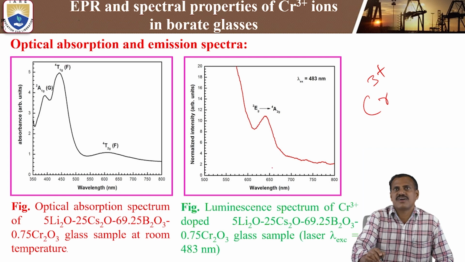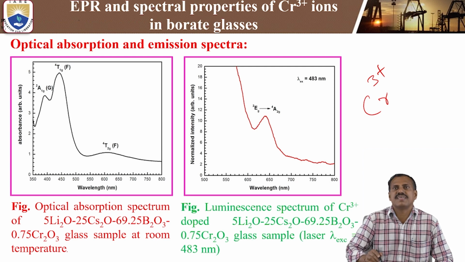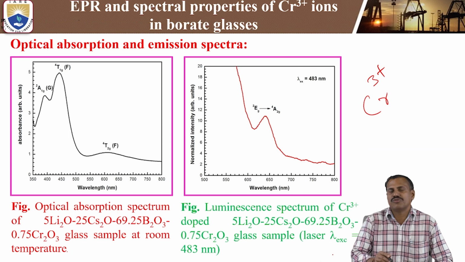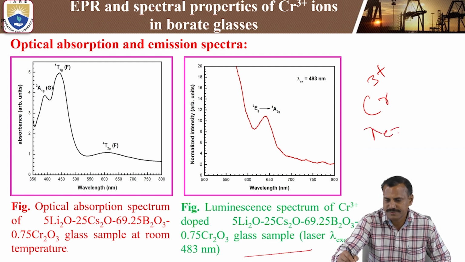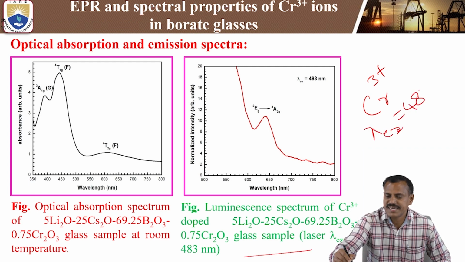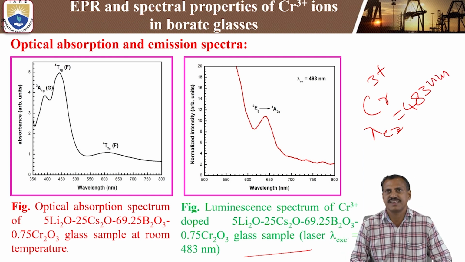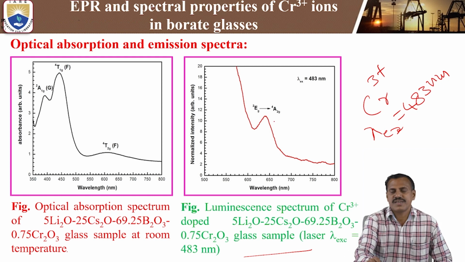This second graph shows the luminescence spectrum of the chromium 3+ ion doped lithium cesium borate glasses. Here, for laser excitation, we are using the Jobin Yvon spectrofluorimeter. The excitation wavelength, lambda Ex, is equal to 483 nanometer. As the excitation pump source, we are using a xenon arc lamp, which gives the excitation value of 483 nanometer. So we are getting the 2E to 4A2g transition.